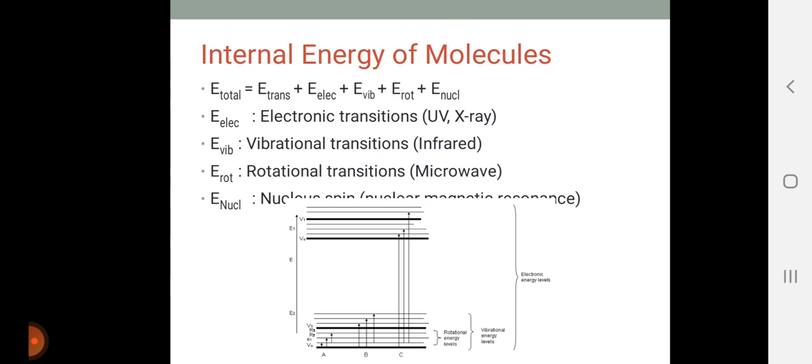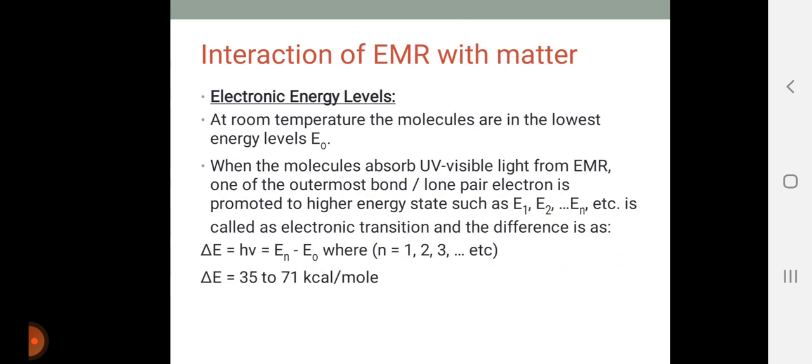The internal energy of molecules: electronic transitions, UV and X-ray; vibrational transitions, infrared; rotational transitions, microwave; and nuclear magnetic resonance. Interaction of EMR with matter.